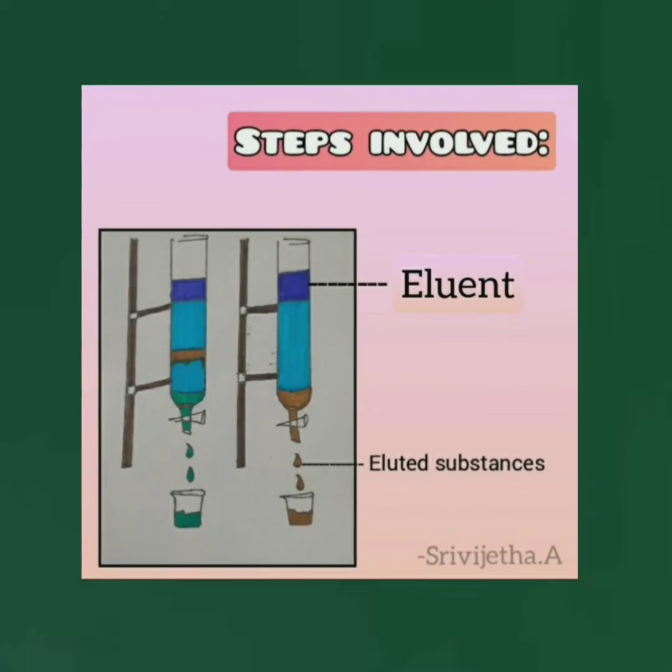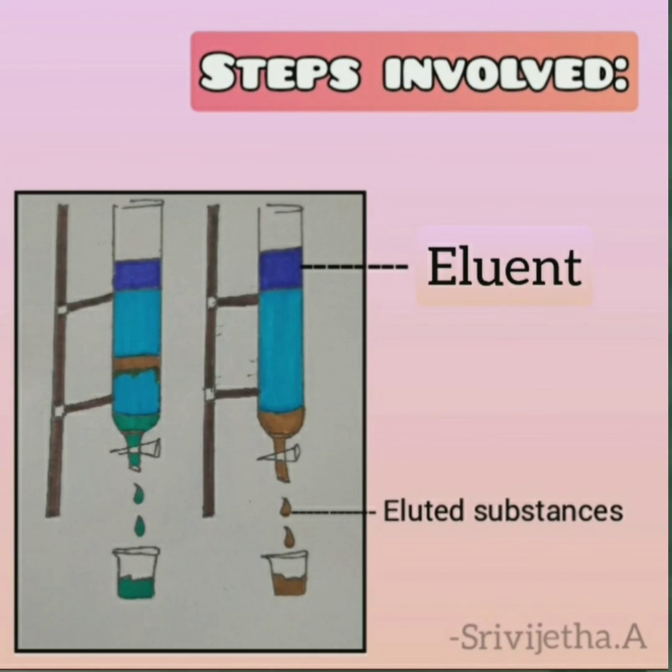Finally, the mixtures will be collected one by one in a beaker through the stopcock. We can adjust it and we can collect it. Hence, this is the process involved in the separation technique, that is, column chromatography.